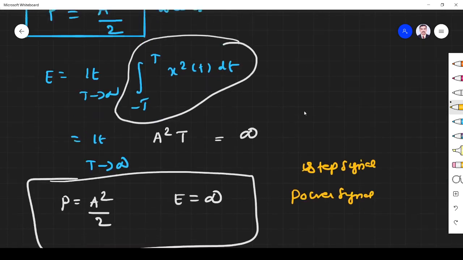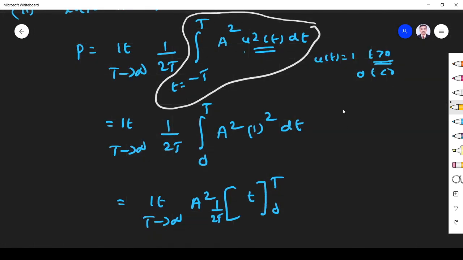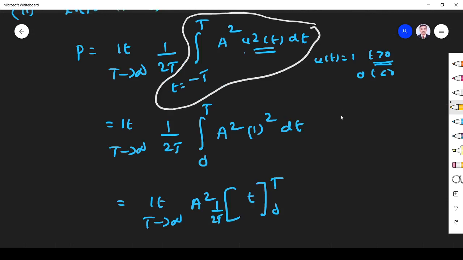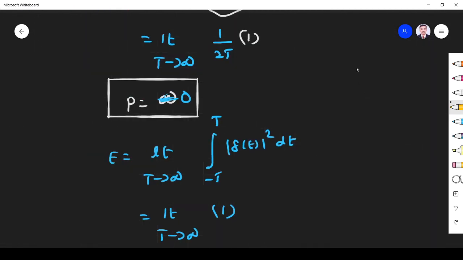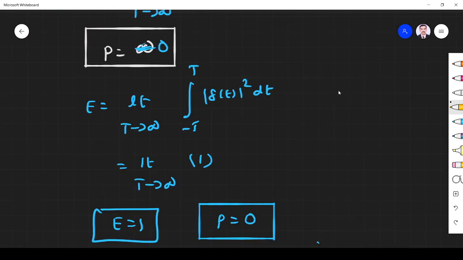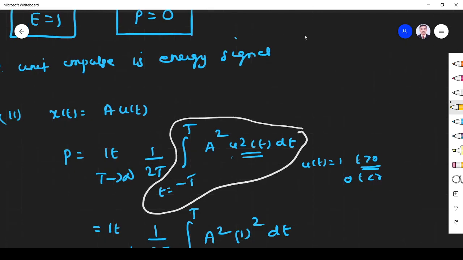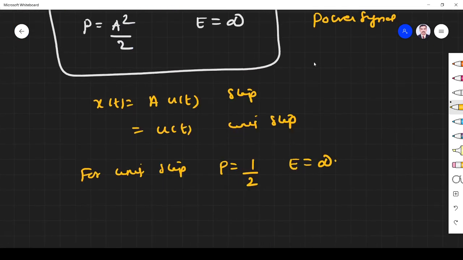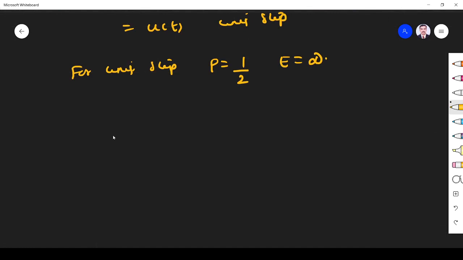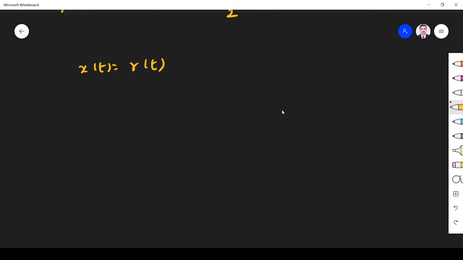So step is a power signal, next impulse is an energy signal. What we have to find next is the ramp signal. What is the energy or power of ramp? So the third one is x of t is equal to r of t. Right? So this is the next question. Let us solve this problem. This is very important. Unit ramp.